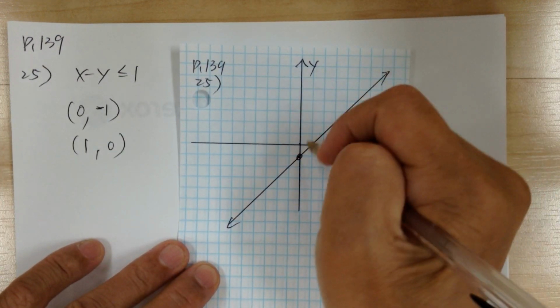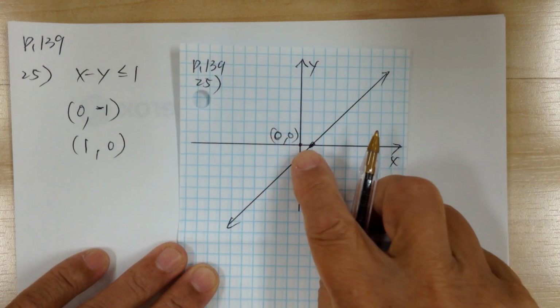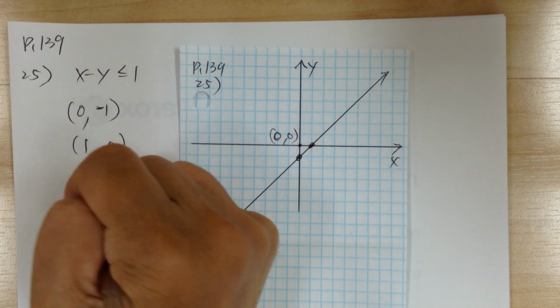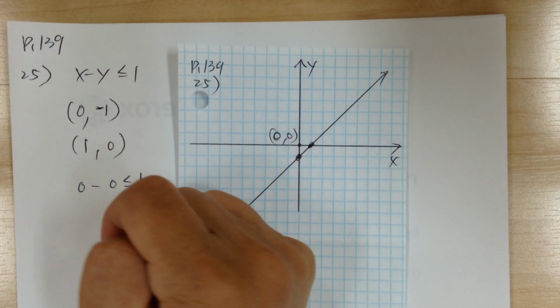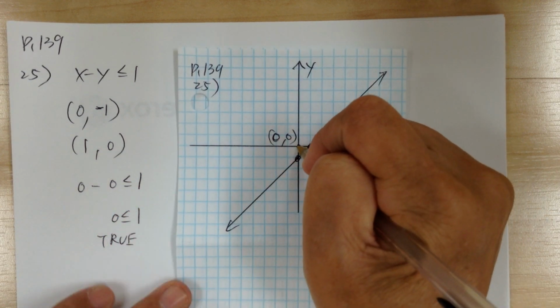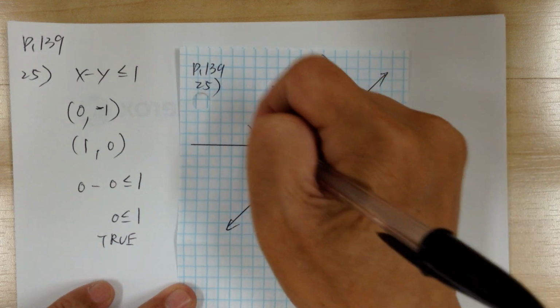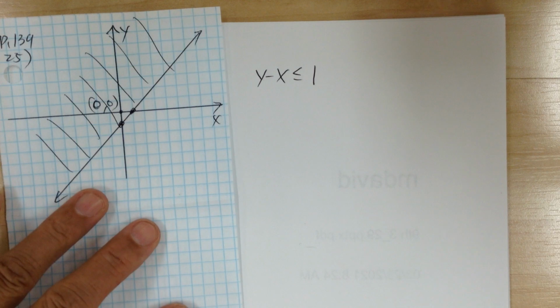Okay, so now let's go and do the testing point. I'm going to use 0, 0 as my testing point. Okay, so put 0, 0 in here. So you're going to get 0 minus 0 is less than or equal to 1. Again, that's your xy. So you got 0 less than or equal to 1. So this is true. So that means this point is true. It means this half is true. Okay? Okay, so we're done with this one. Now let's go to this one.